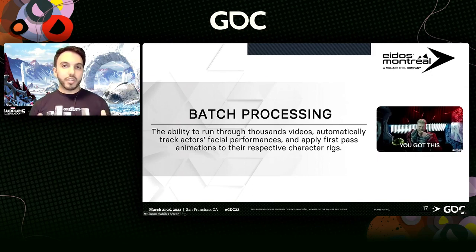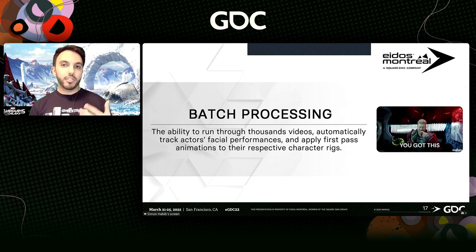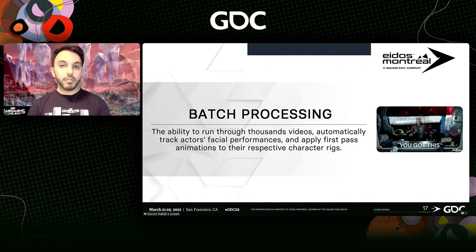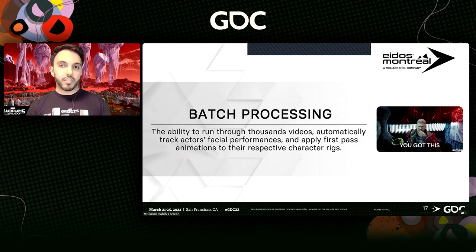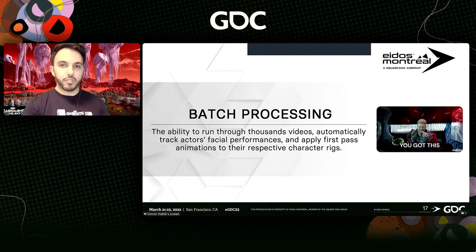After we've captured all this data from these 3 types of performance capture sessions, how do we convert them all into animation? So, batch processing. It's the ability to run through thousands of videos, automatically track actors' facial performances, and apply first-pass animations to their respective character rigs.